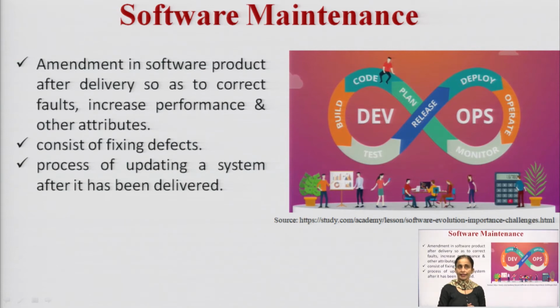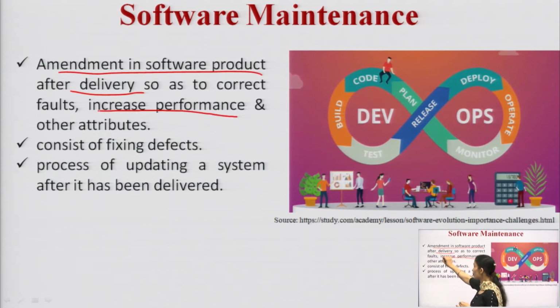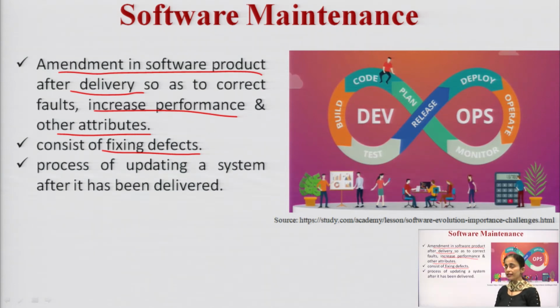Then what is software maintenance? We can say it is whatever amendments we make to the software product after delivery of the software. If faults come up, we can correct them, we can increase the performance, and we can change other attributes. That is defined as software maintenance. It consists of the fixing of defects. Software maintenance is defined as a process of updating a system once it has been delivered.